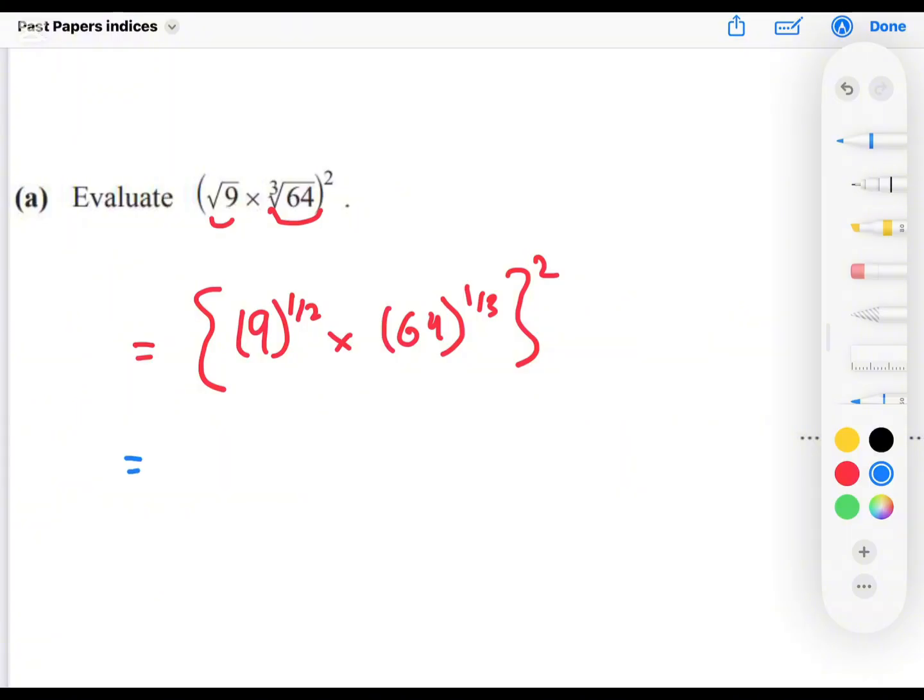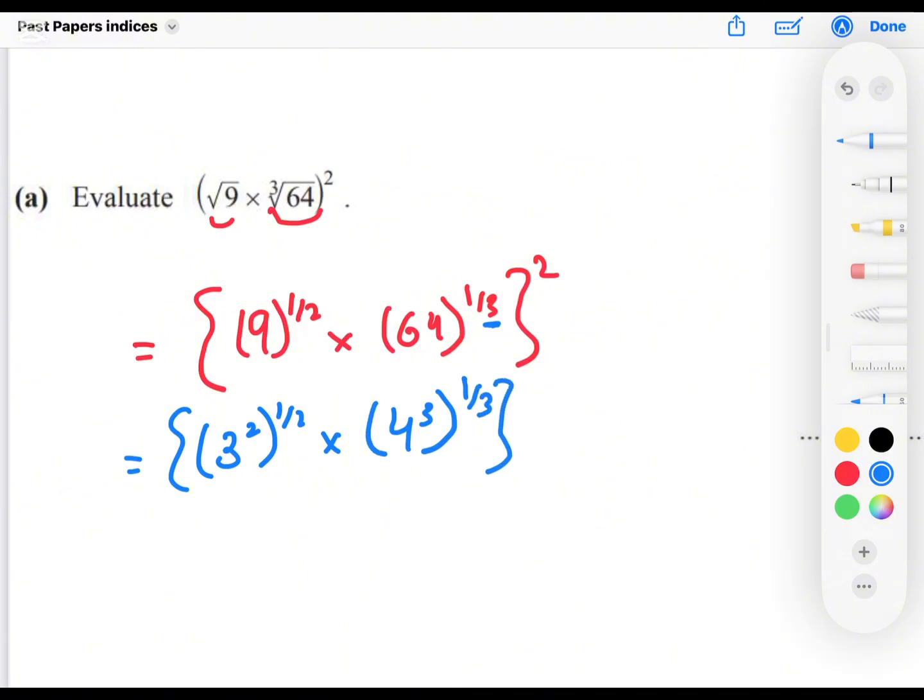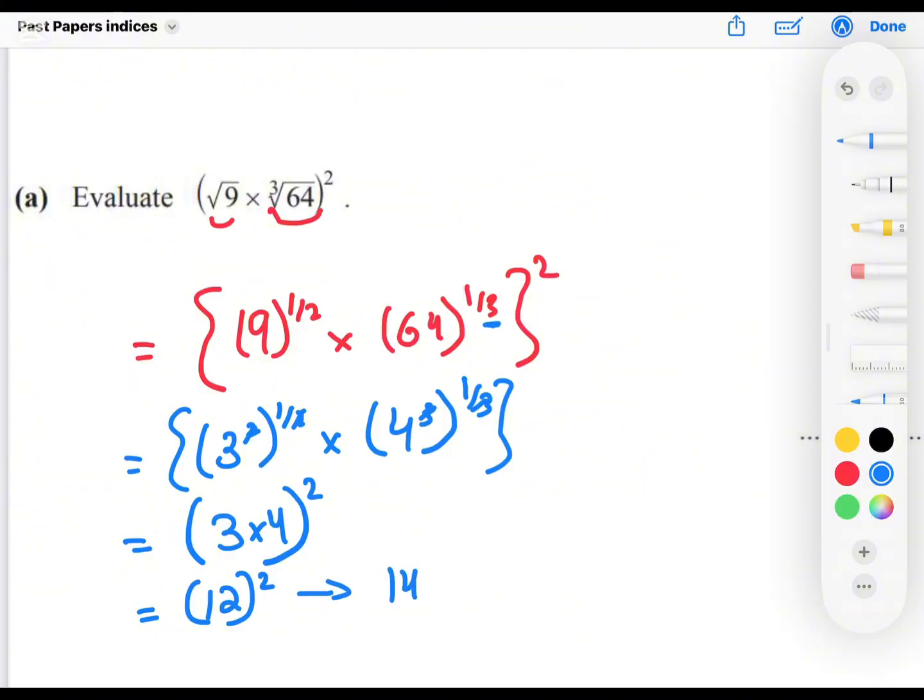Now 9 is basically a square of 3, so I will write 3 square to the power 1 upon 2, and 64, because the denominator is 3 in the power, is basically a cube of 4, so I will write 4 cube. So 2 will be cancelled out, 3 will be cancelled out, so we will remain with 3 multiplied by 4 whole square. 3 4s are 12, and 12 square is equal to 144. So this will be our final answer. I hope everything is clear in this part.